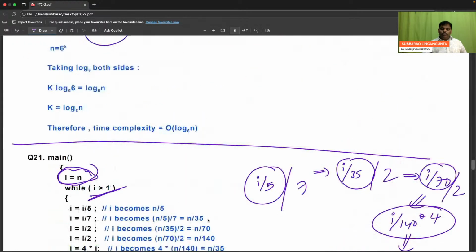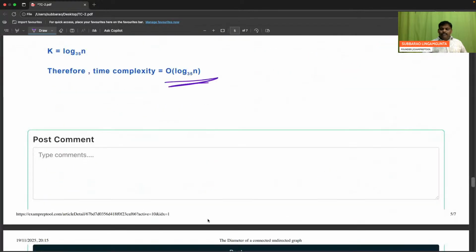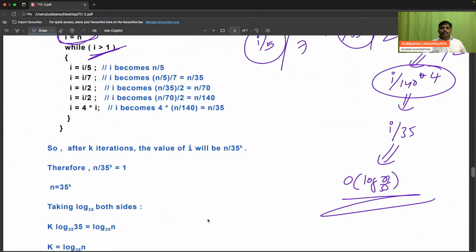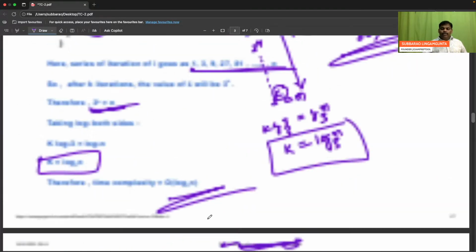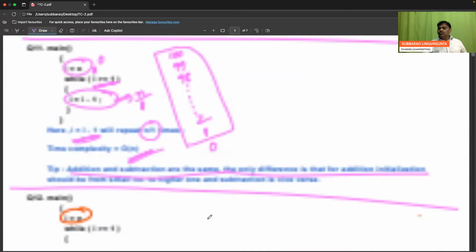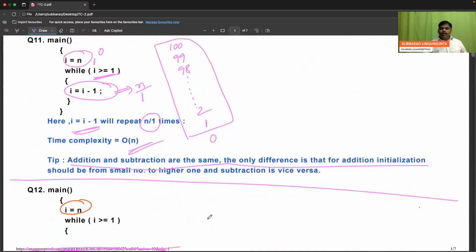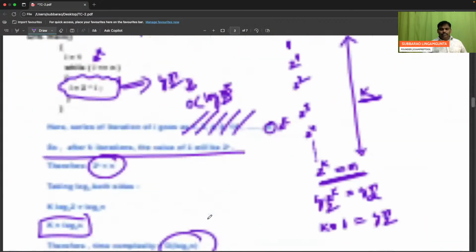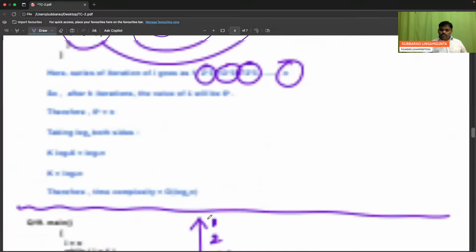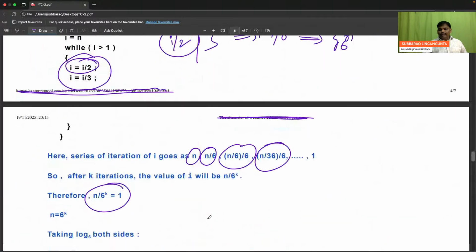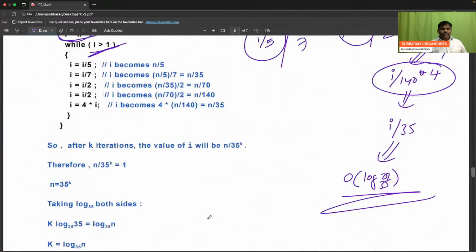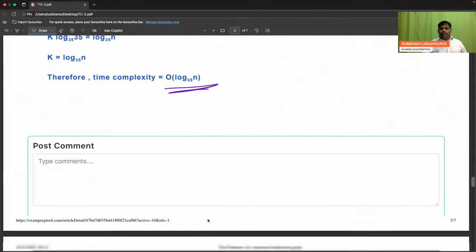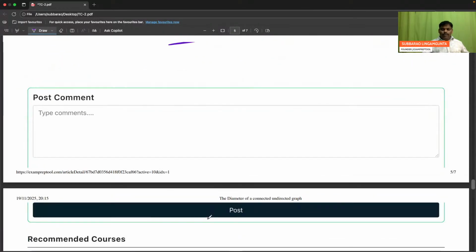See, so many problems, 21 problems I have done. They are very, very easy. Yesterday's class you saw, today's class also you will see. Almost you got what is the meaning of time complexity. You will get to know very easily what the time complexity is.